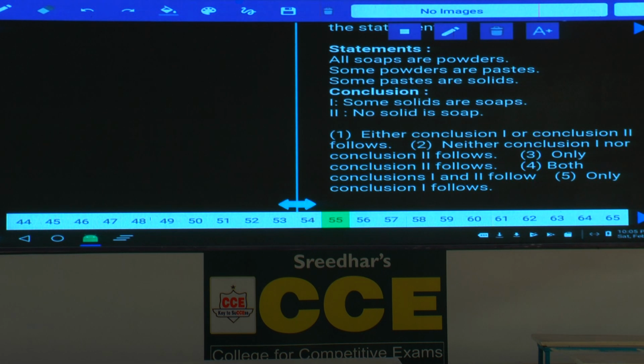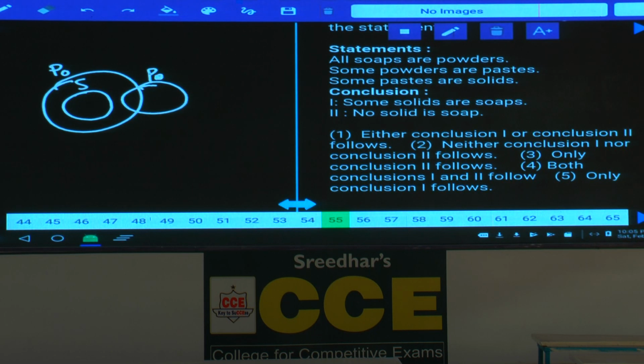Now in this one, all soaps are powders. All these soaps are what? All soaps are powders, and some powders are paste, and some of the powders are paste can be written like this, and some pastes are solid, and these are solids. Some pastes are solid, and all soap, this is soap. Then first one, some solids are soaps. Some solids are soaps, is that true or false? Some solids are soaps is false because solid is here, and soap is here, and there is no intersection between these two.